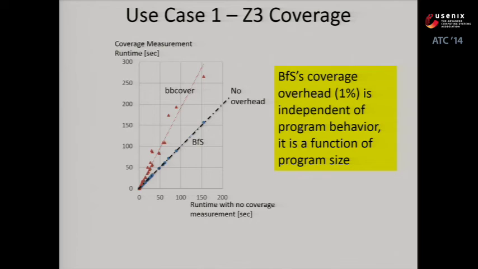In summary, the main takeaway is that BiasFree's overhead is independent of program behavior. And by the way, if you think of it, it's a function of program size, because we have single-shot breakpoints in every basic block, and therefore the overhead is proportional to the number of blocks, and therefore to the size of the program.